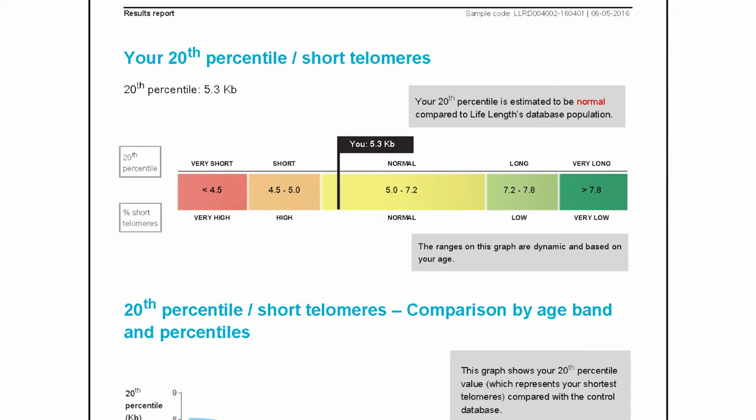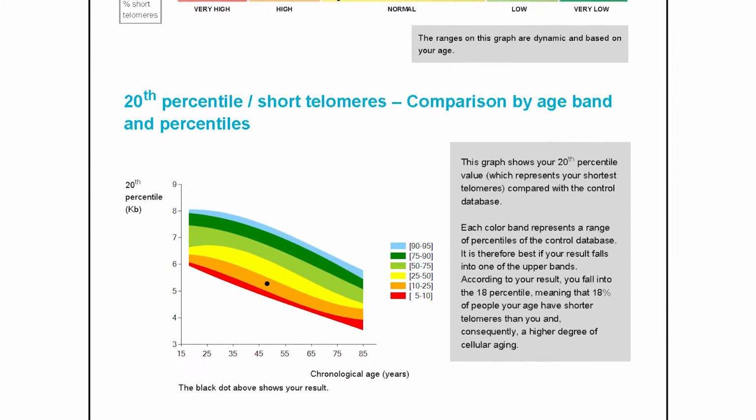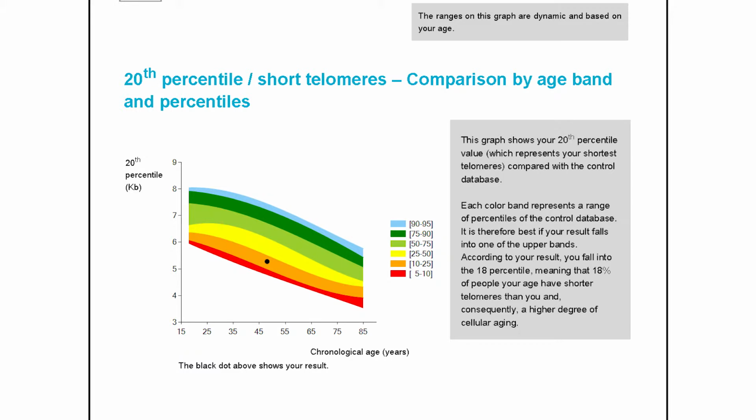On page 5, we show the percentage of critically short telomeres representing the lowest 20th percentile. The ranges on the graphs on pages 4 and 5 are dynamic and are based on the patient's age. So if two patients take the TAT, and one is 20 and the other one is 40, they will have different ranges on their reports.